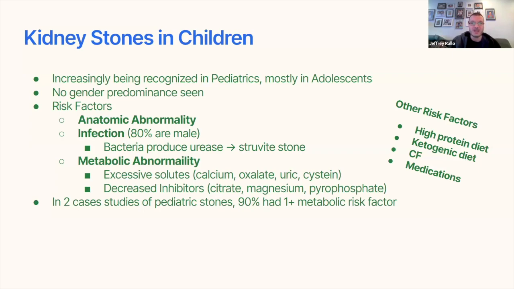Other less common risk factors, not so much for children but maybe adolescents, include a high protein diet, gains, and the ketogenic diet, so hot right now. And then there are some medications that can predispose you to excessive solute excretion or decreased inhibition, and I'm not going to go over them. Also, cystic fibrosis can give you an increased risk of stones. No one drinks anymore. Hydration. My college roommate just had a kidney stone because all he does is eat protein powder and never drinks water. That'll give you stones.